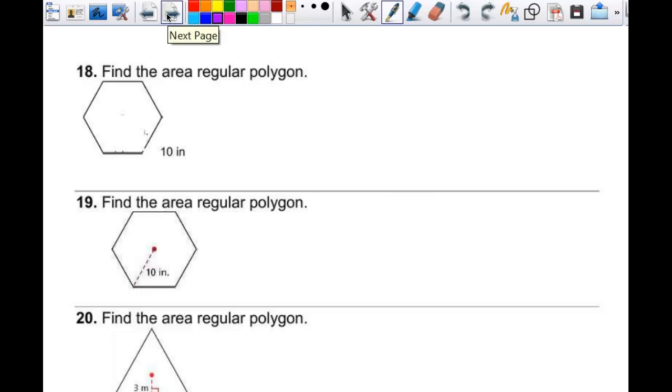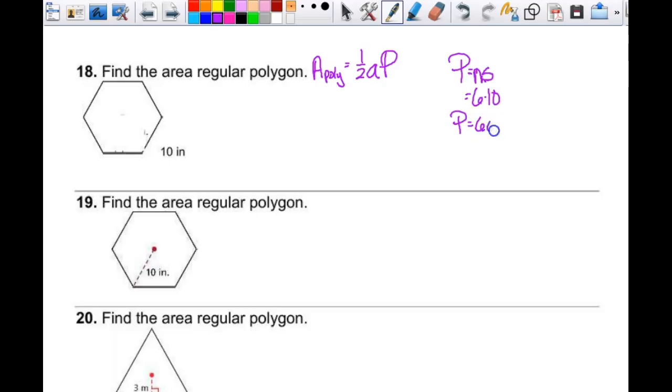So now I'm going to find the area of this regular polygon. So again, I know that the area of a polygon is equal to 1/2 apothem times perimeter. They did not give me the apothem. They don't really ever give me the perimeter. Perimeter is n times s. N here is 6. S is 10. So your perimeter is 60.